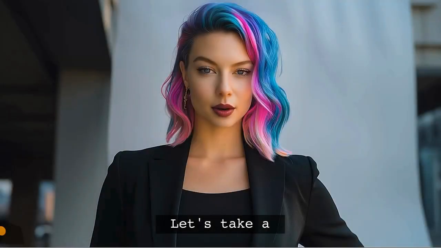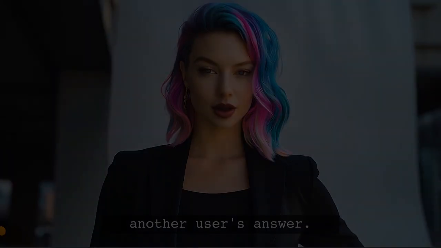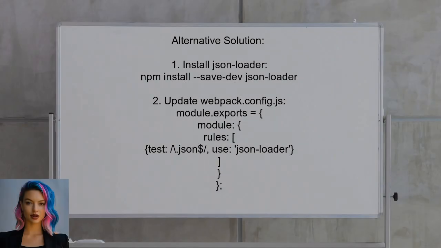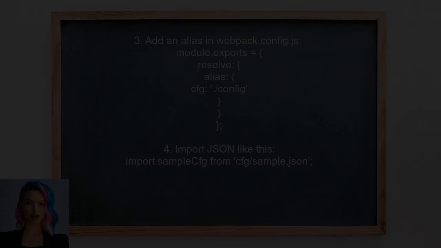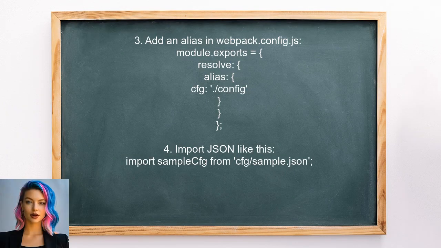Let's take a moment to review another user's answer. This alternative approach suggests leveraging Webpack's powerful dependency management. Start by installing the JSON loader to handle JSON files. Then, update your Webpack configuration to include a rule for JSON files. Next, to improve code maintainability, create an alias for your configuration folder in the Webpack config. This allows you to import JSON files more cleanly.